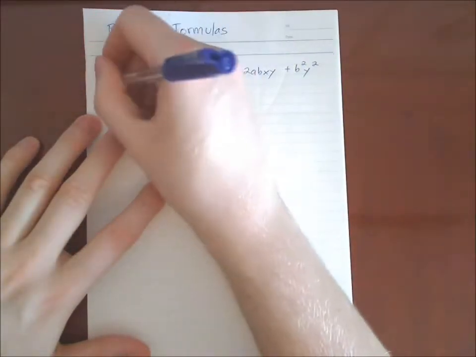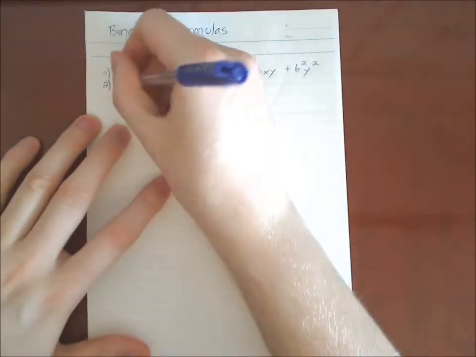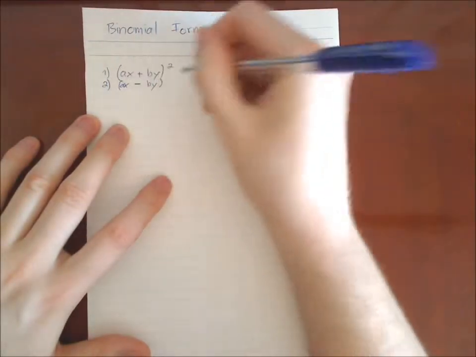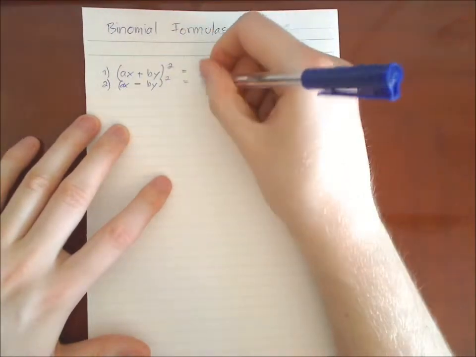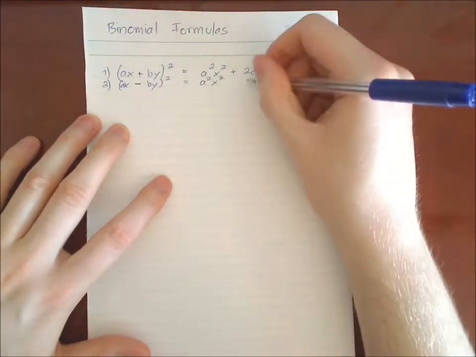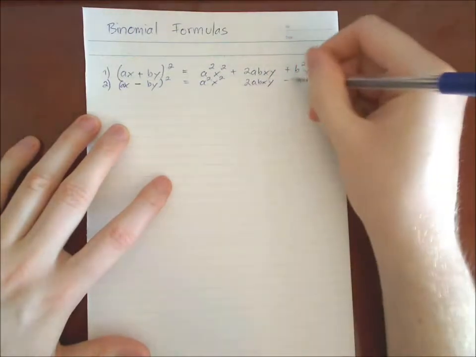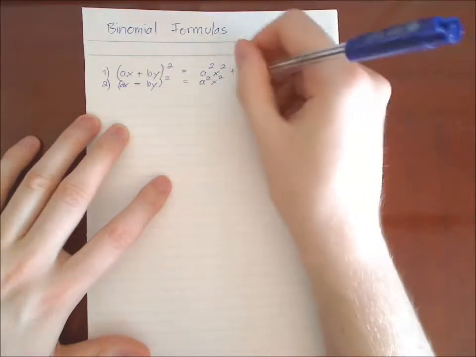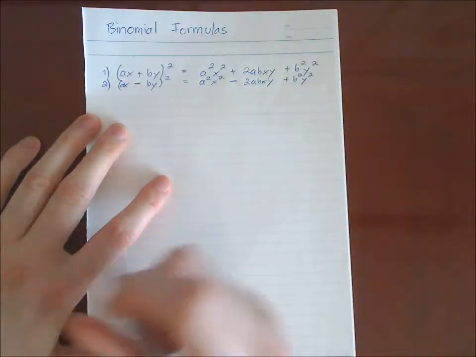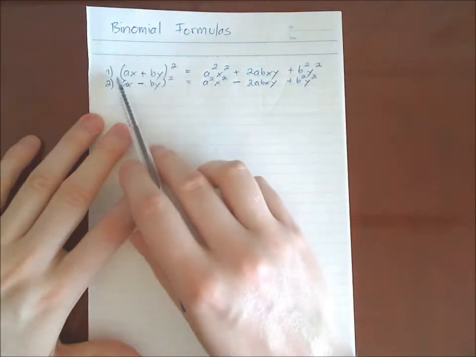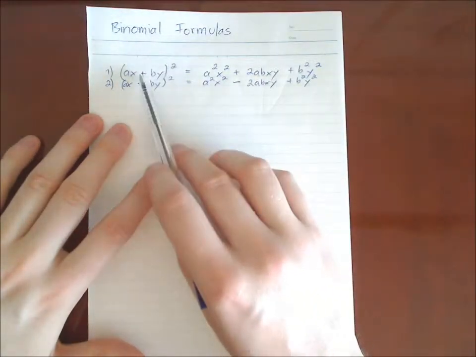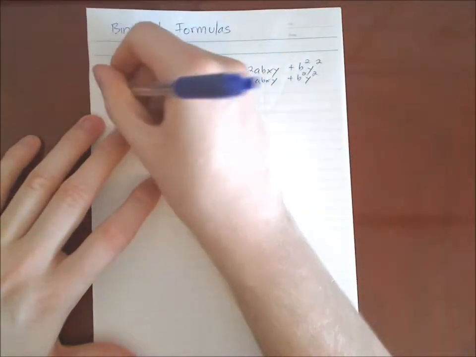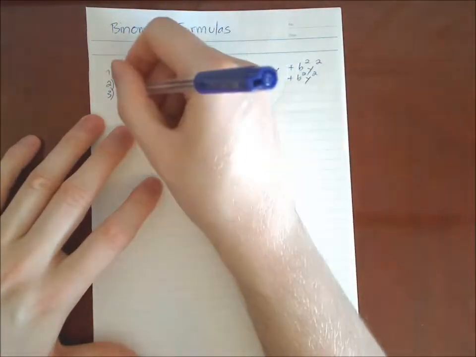The second one actually is almost the same. We have (ax minus by) to the power of 2, and then it looks almost the same, except that in the middle we don't have a plus, but we have a minus. So it's almost the same. You actually just have to memorize the first one, and you know that when here's a minus, then also here is a minus, right?